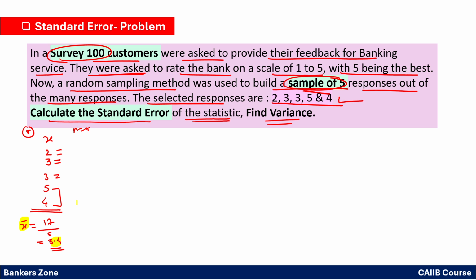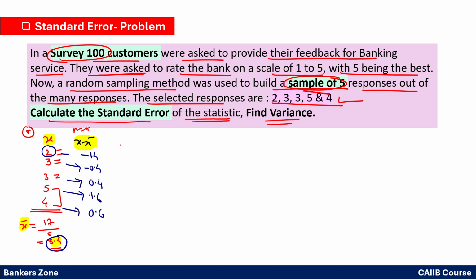Now, next thing, you have the mean x bar. In the next step, find x minus x bar, right? So 2 minus 3.4, you will get minus 1.4. 3 minus 3.4, you will get minus 0.4. 3 minus 3.4, you will get 0.4. 5 minus 3.4, you will get 1.6, right? And 4 minus 3.4, you will get 0.6. This is the value of x minus x bar.